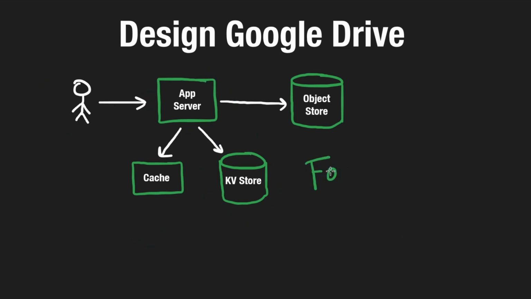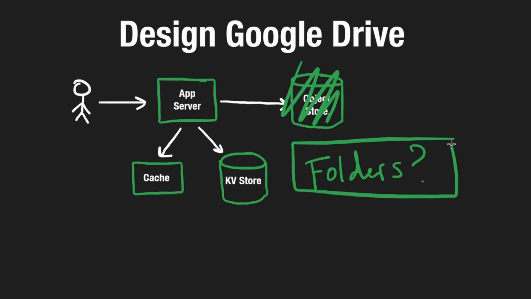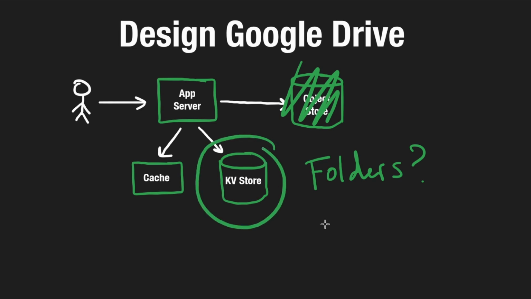Now, a question we haven't addressed yet is, what about folders? Should we store the folders in object storage? Or alternatively, we don't actually have to store them here at all because they don't really take up any data blocks or anything like that. We can just store the metadata for all our folders in the KV store, and that's probably what I would prefer. So we can have that hierarchy in our KV store.